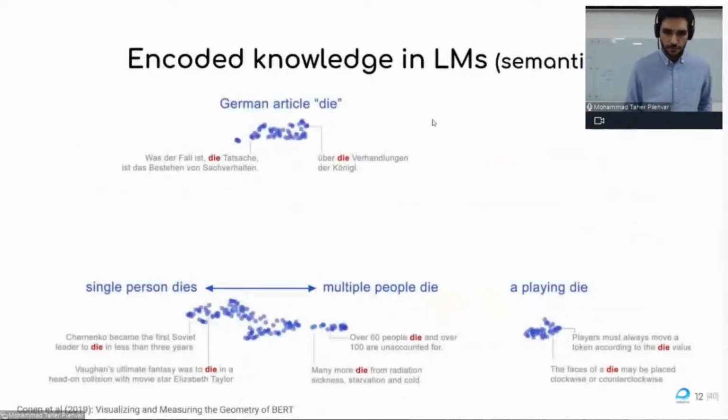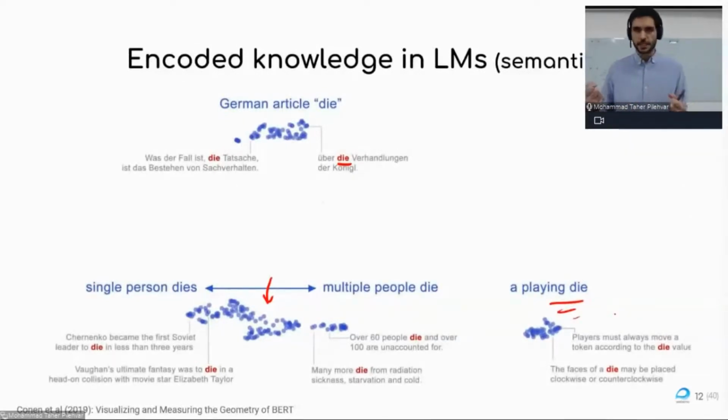Another interesting phenomenon, from a different paper: the word die or die, depending on the language, in different sentences. For example, we have a cluster here talking about the German definite article die, and another cluster at the bottom for the verb die in English. And it's really interesting that there are two subclusters depending on whether a single person dies or multiple people die. And we have another cluster for the plain die.